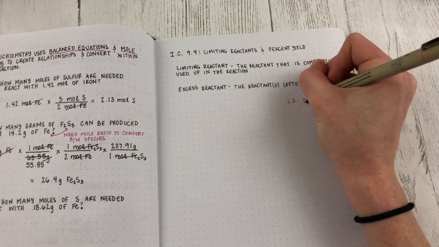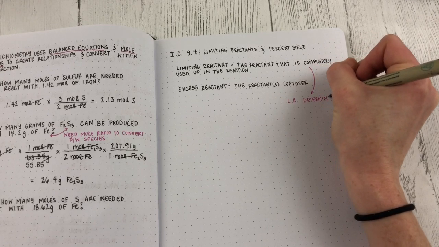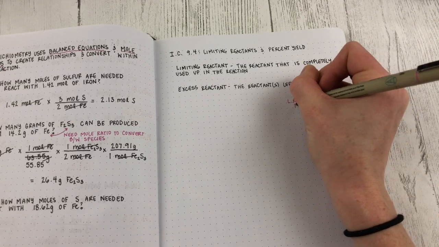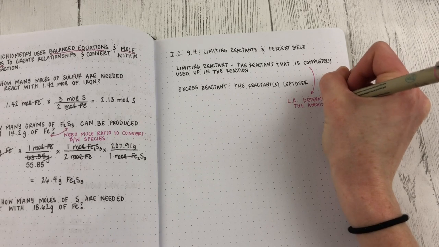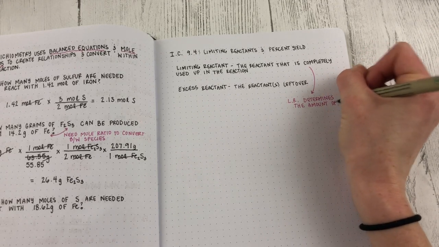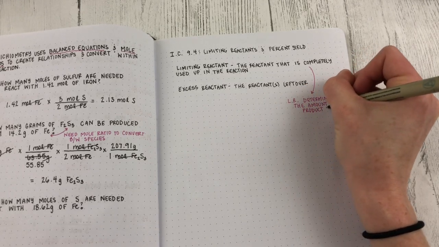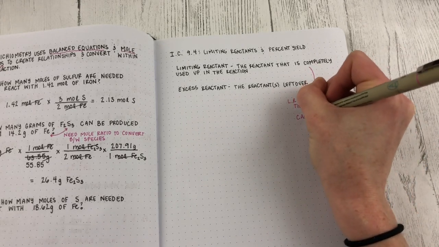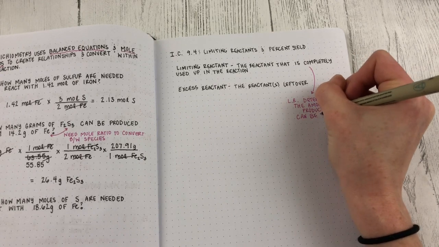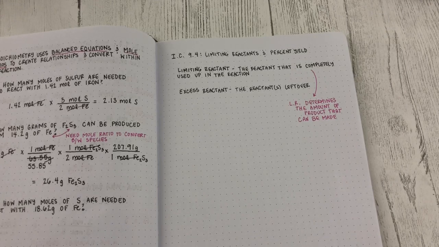I often shorten limiting reactant and excess reactant to LR and ER, so that's my shorthand. But the limiting reactant determines how much product you can make in a chemical reaction. So in most reactions with 2 or more reactants, one of those reactants is going to be limiting. One of them is going to run out before the other reactants, and whichever reactant that is, that one is going to determine how much product can be created, how much product can be made.